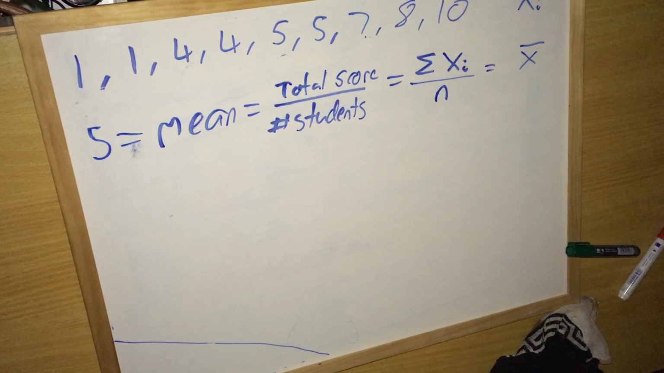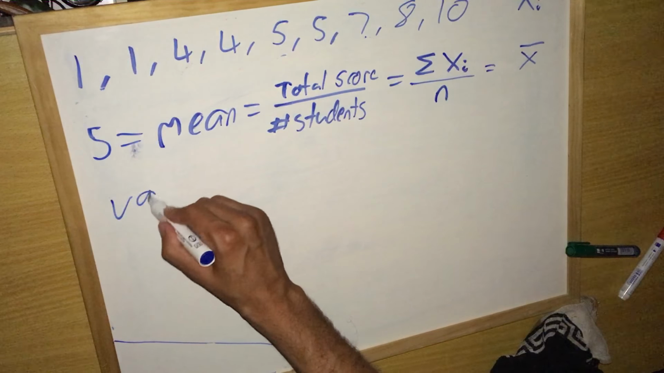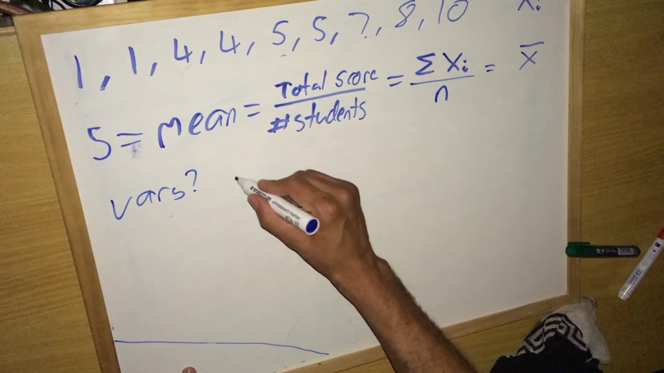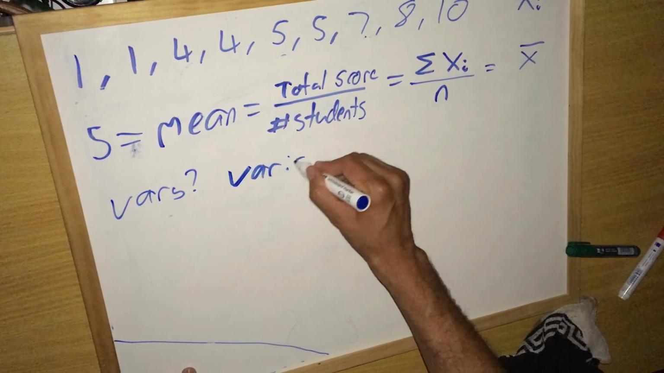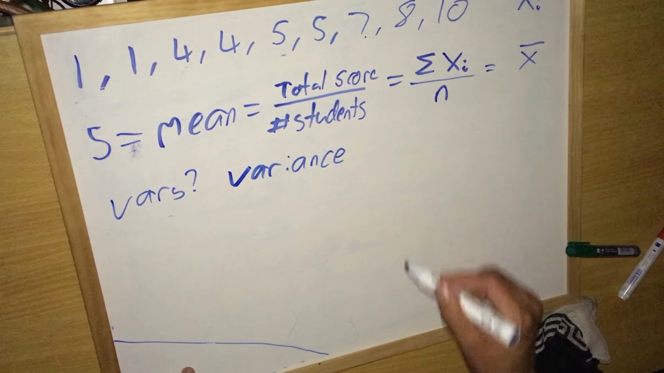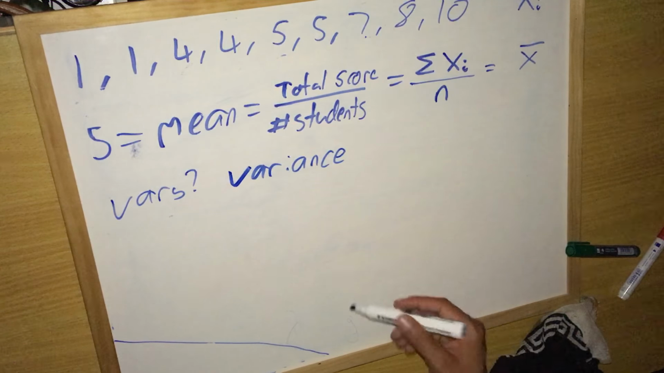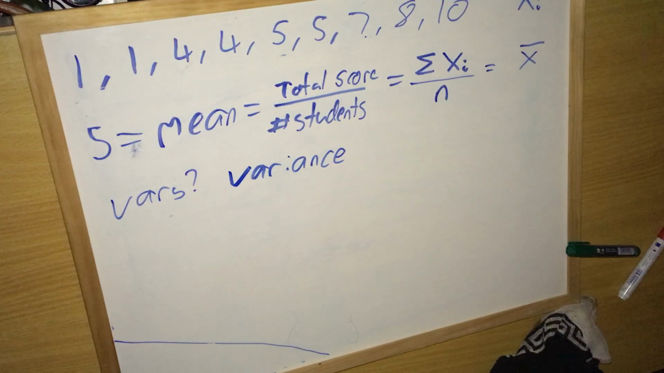Now, just like with the median, the mean's pretty useful, but we can go even further. That doesn't capture how much our data is spread, how much the scores are spread out. And so in other words, we want to find out how much the students vary. If they've all got the same score, they don't vary at all. We'd expect to have a variance of 0. Whereas if some people got 1 and others got 10, we'd expect a bigger variance. So it's just how much students vary.